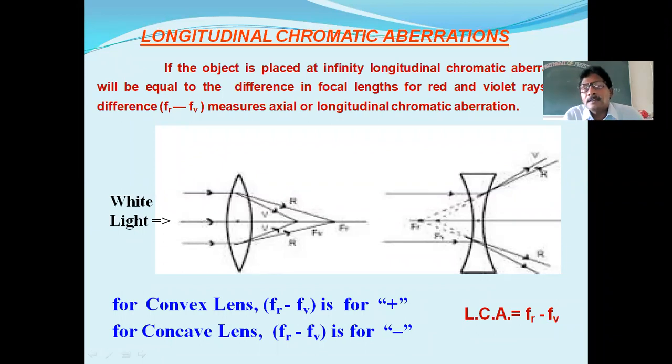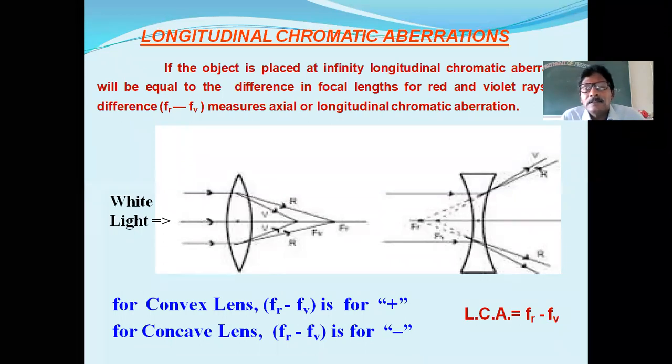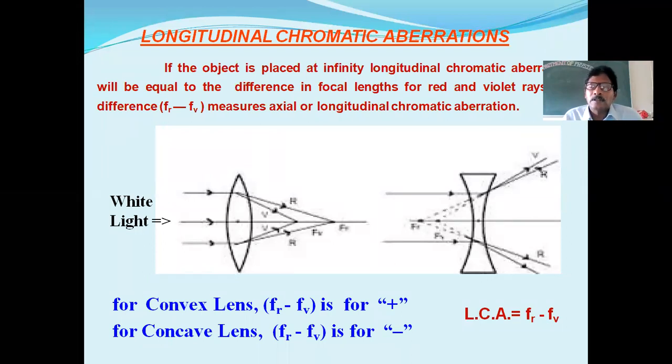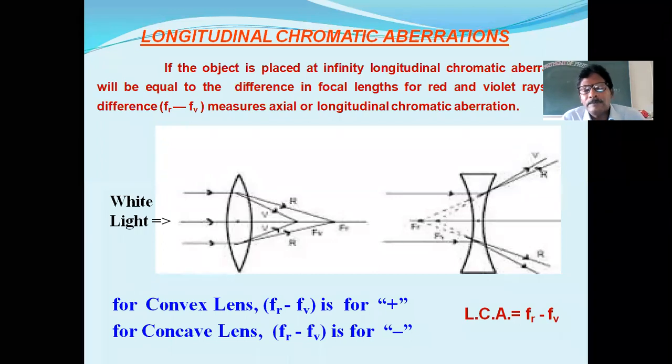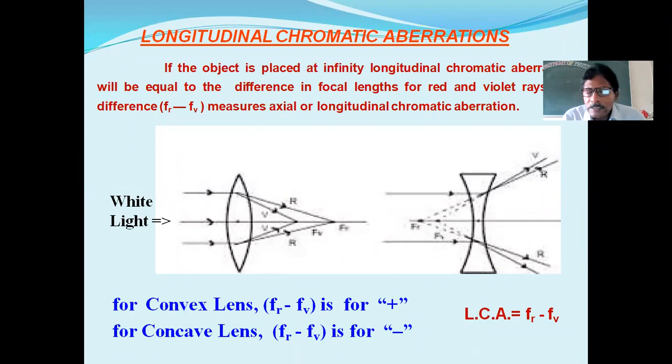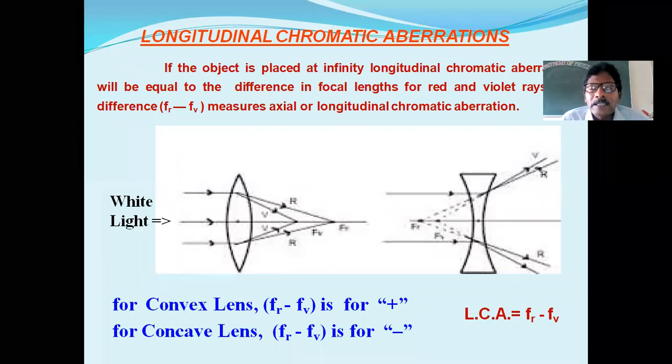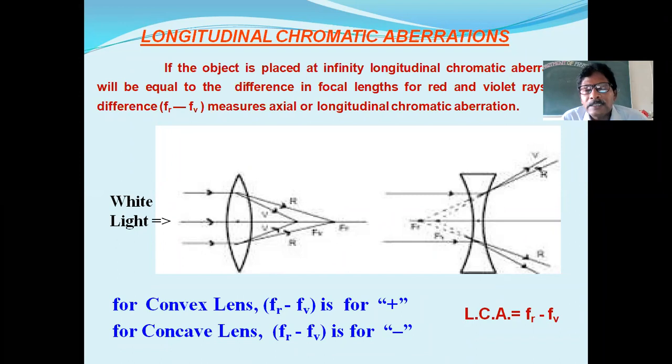Suppose the object is on the principal axis at a finite distance, then the colored images, of course, the violet color image will be formed at a point and its distance can be taken as VV. Similarly, the distance of the red colored image may be taken as VR, because the image distance is always denoted by the letter V. So the distance between the points VR and VV gives us the longitudinal chromatic aberration, that is when the object is at finite distance.